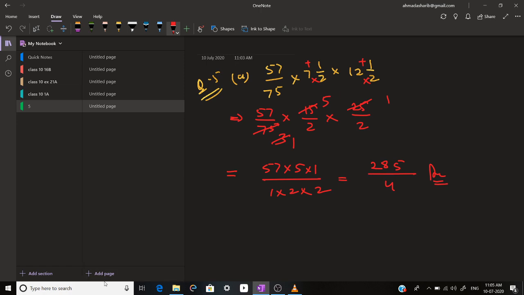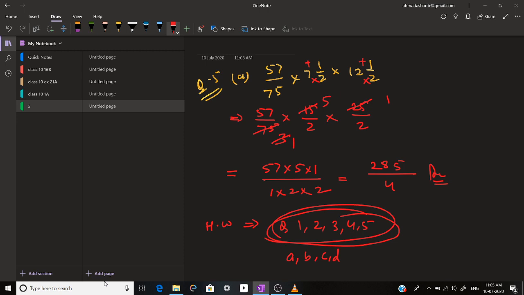Okay. In the same way, we have to do questions from 1 to 5. So your homework is question 1, 2, 3, 4, 5. You have to do all these questions and all the parts. Each question consists of 4 parts, A, B, C, D. So you have to do question 1 to 5 and each part of it.